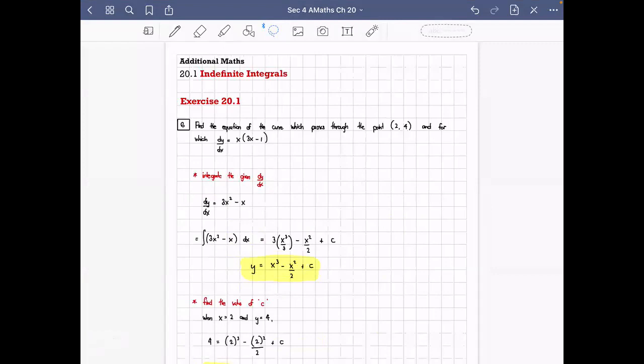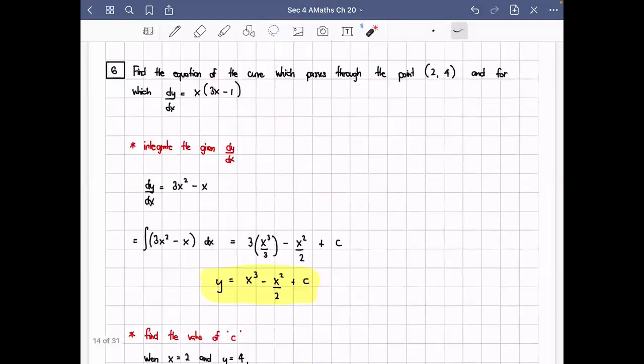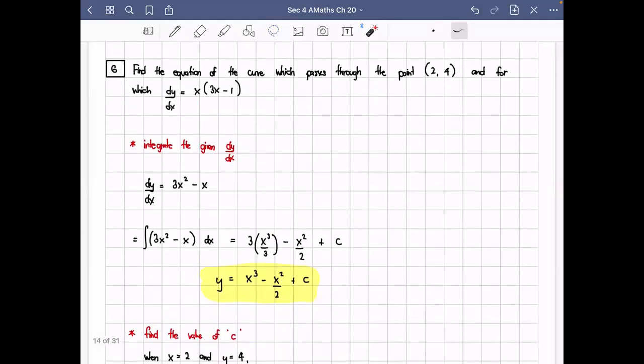Okay, so the question here is, we find the equation of the curve which passes through the point (2, 4) and for which the derivative of y is equal to x times (3x minus 1). Now the first step here is to integrate the given derivative, right? Because we're trying to find the equation of the curve. So to undo this derivative, we need to get the antiderivative, or we integrate 3x squared minus x.